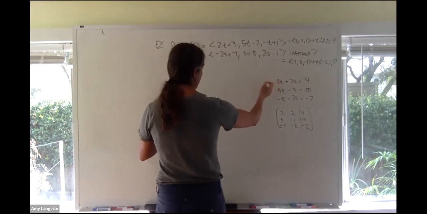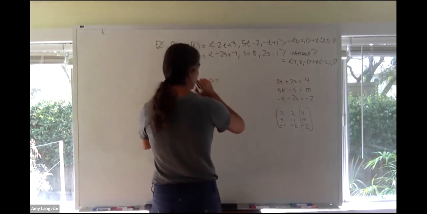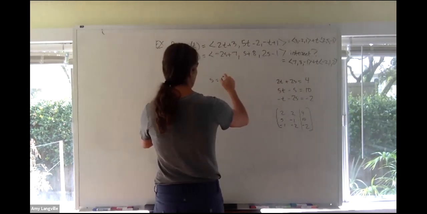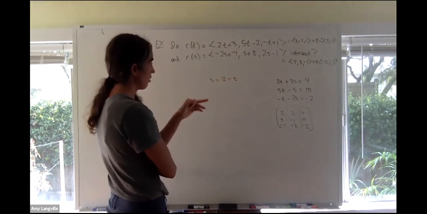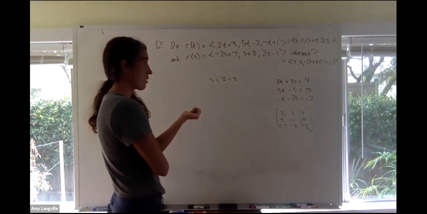And let's take this first one and solve it for one of the variables. Let's say we solve it for s. So s is going to be what? 4 minus 2t divided by 2. So 2 minus t. Is that right? Yeah. Okay, so this is a representation of s in terms of t.